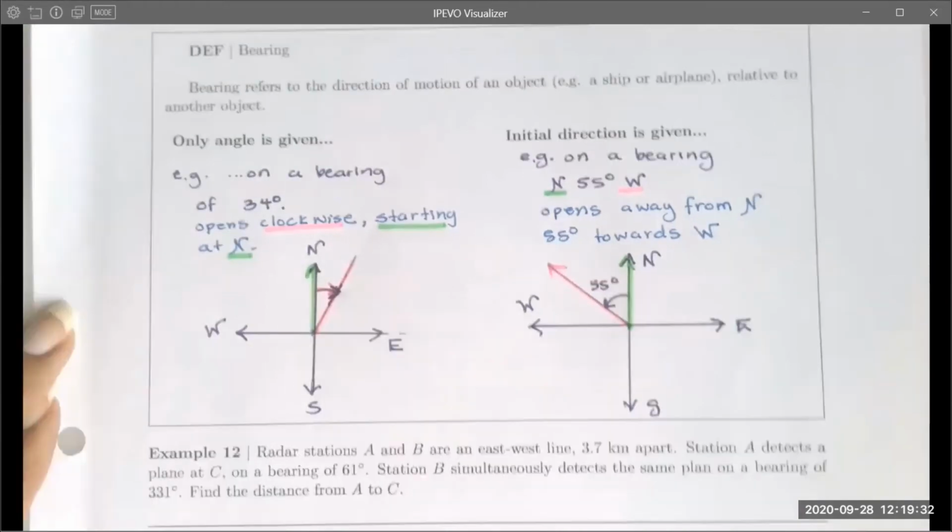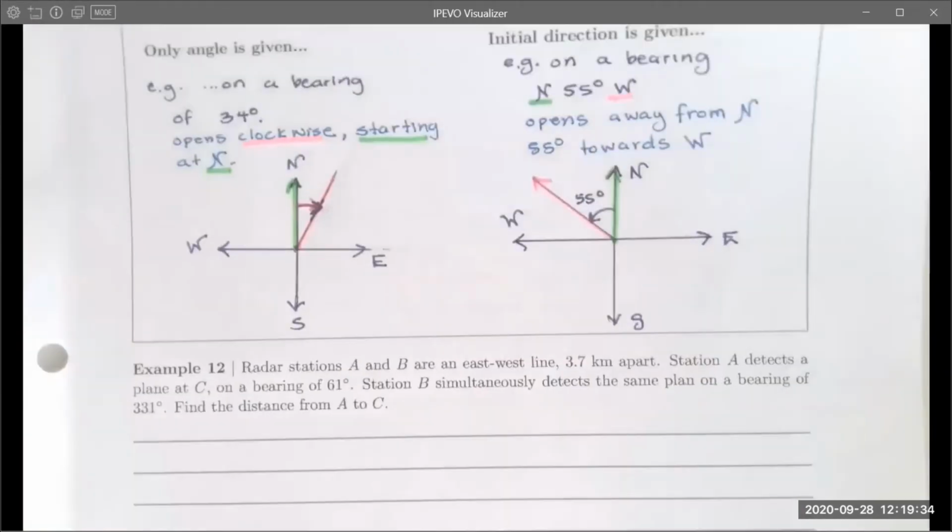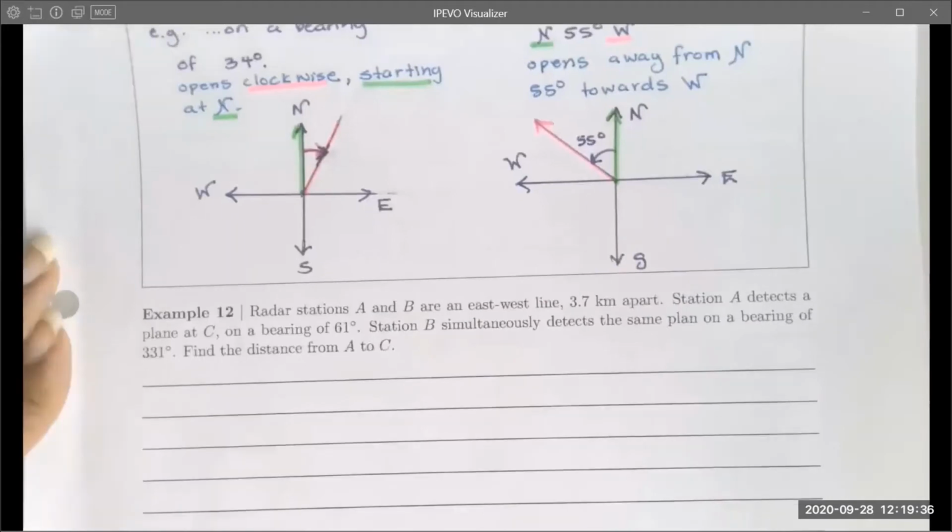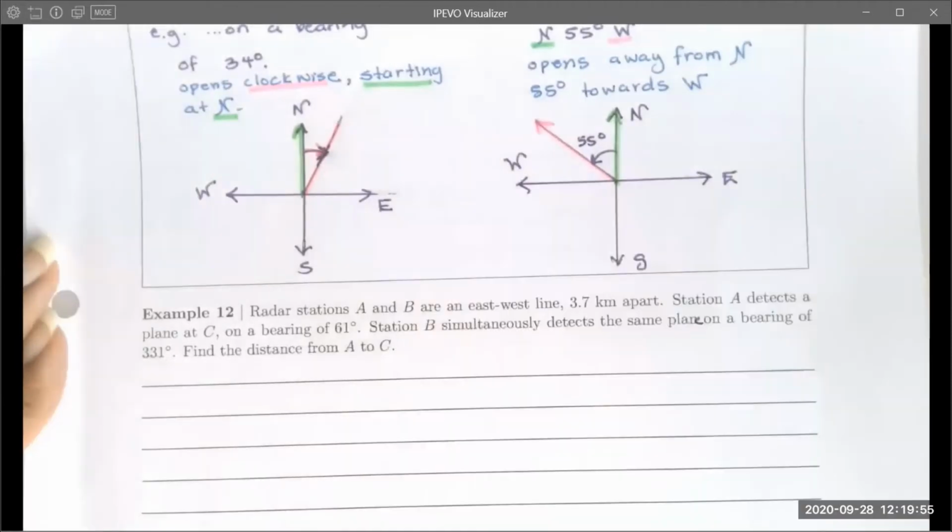Okay, so let's see an example that involves bearing. Radar stations A and B are on an east-west line, 3.7 kilometers apart. Station A detects a plane at C on a bearing of 62 degrees. Station B simultaneously detects the same plane on a bearing of 331 degrees. Find the distance from A to C.